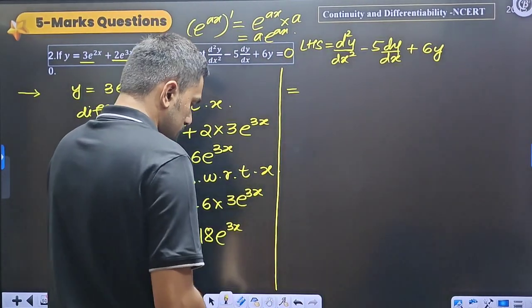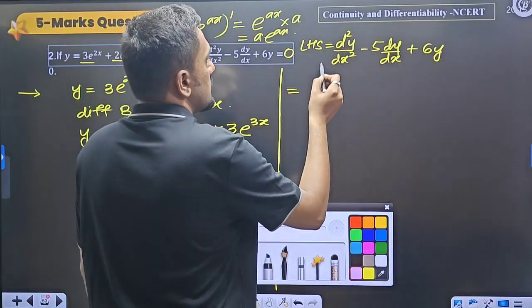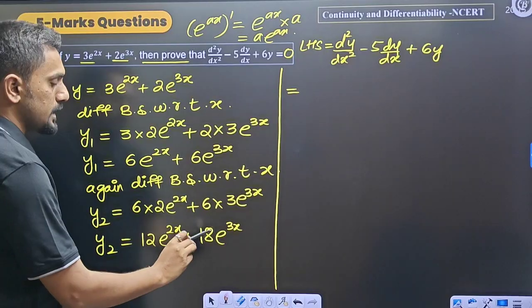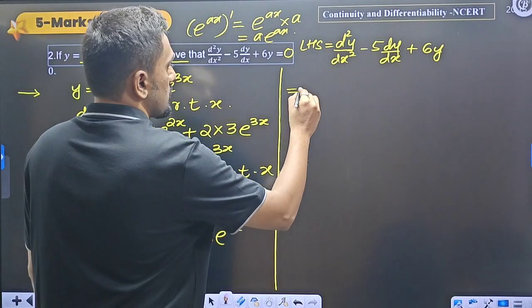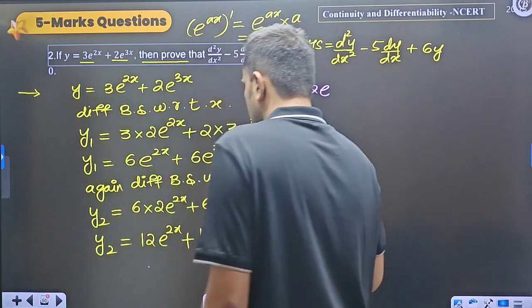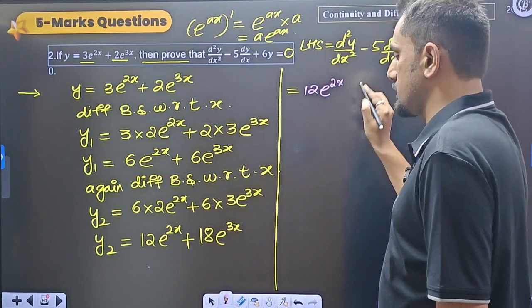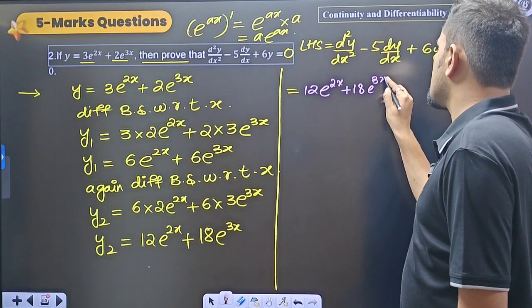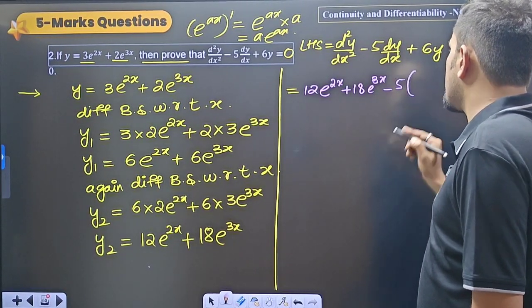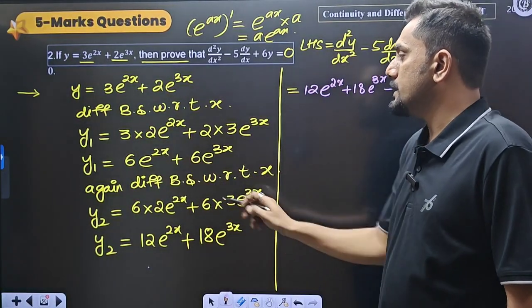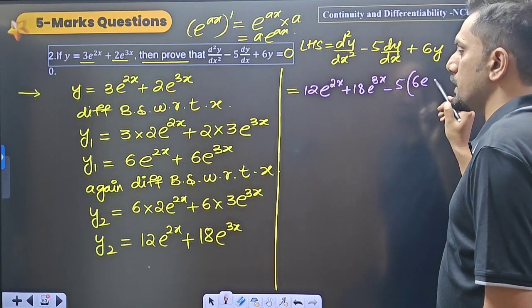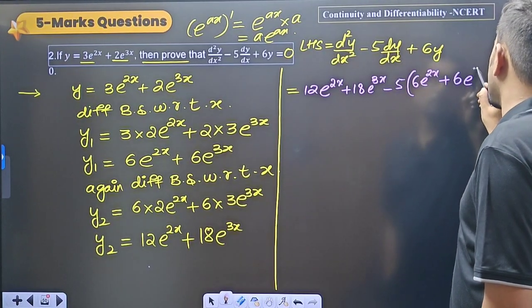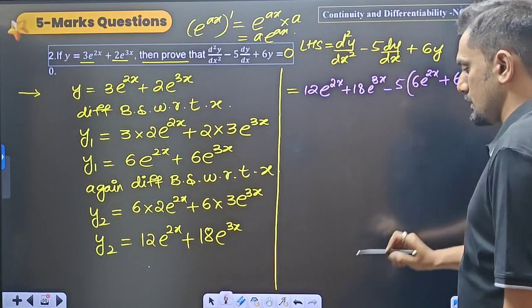So that is equals to, tell me what we do. Here, d square y by dx square has the value 12 e raised to 2x plus 18 e raised to the power 3x. Let us substitute: 12 e raised to the power 2x plus 18 e raised to the power 3x, minus 5 into, what is dy by dx? dy by dx is nothing but y1, so 6 e raised to the power 2x plus 6 e raised to the power 3x.